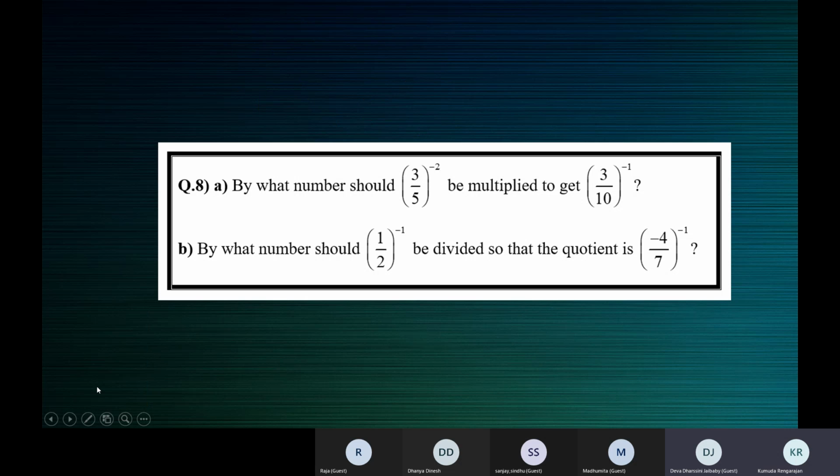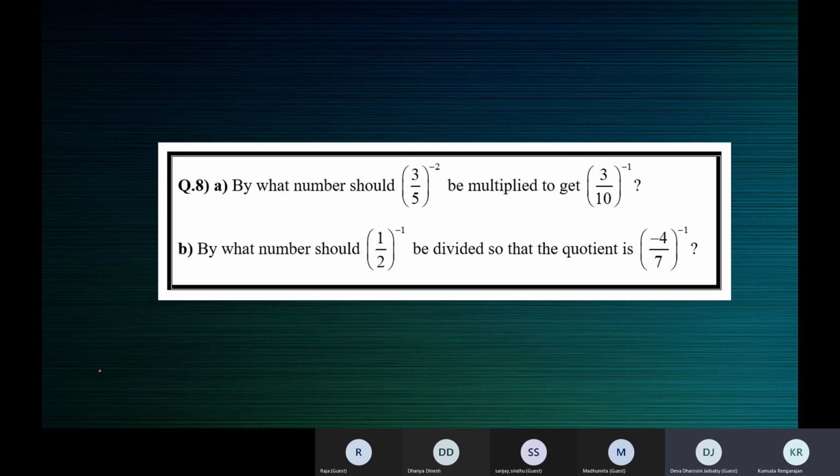By what number should 4 be multiplied to get 20? Let 4 be multiplied by x to get 20. So x is equal to 20 by 4, which is 5.